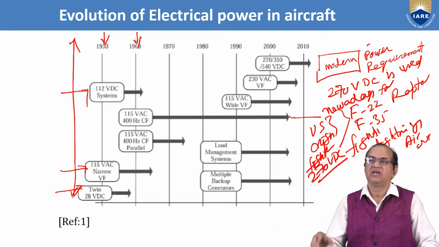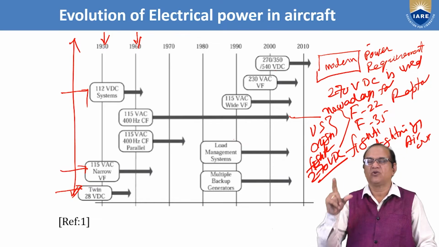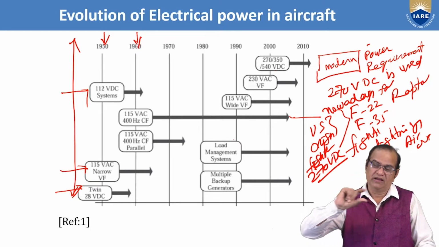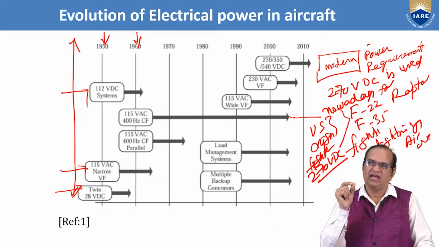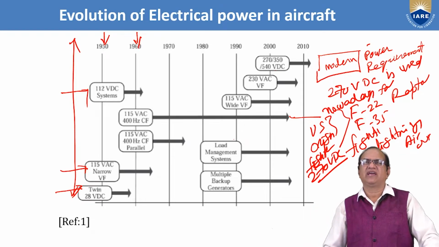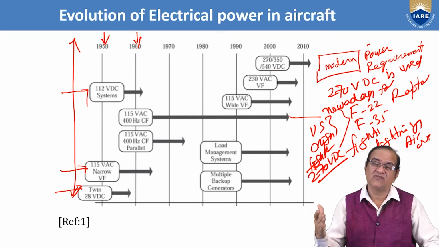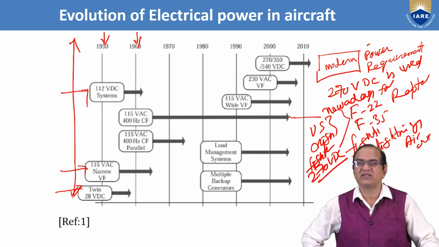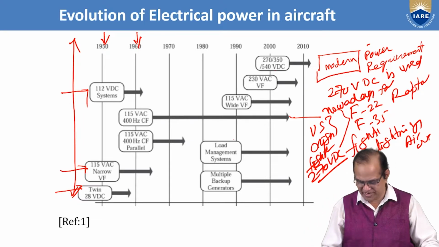Also, this gives light weight. Your conductors, the size of their wires, will be reduced, and these are a few very specific advantages. So these advantages are used for modern aircraft development.